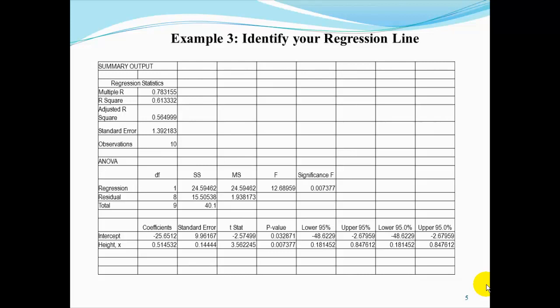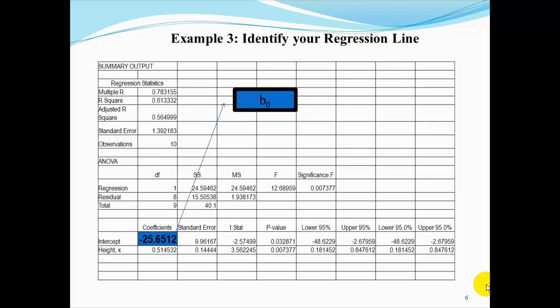The first thing that we want to discuss when reviewing our output for regression analysis is how to identify our regression line from the output. Next to intercept, towards the bottom of the output, they provide the B0 value for your data. For this problem, negative 25.6512 is our B0 value.